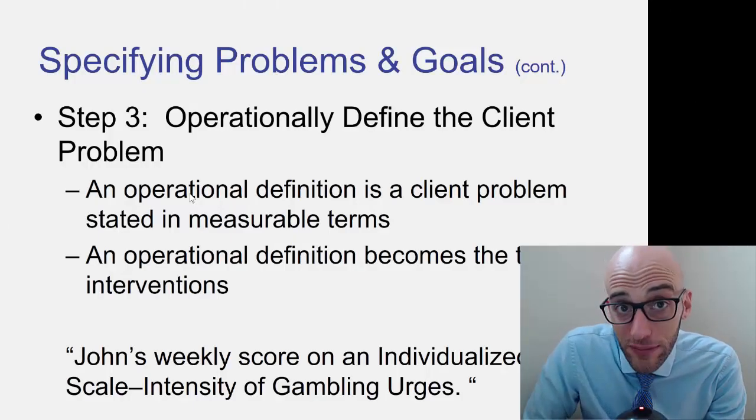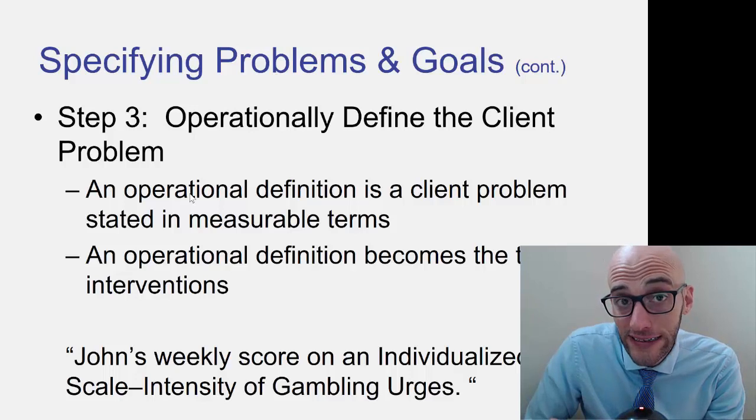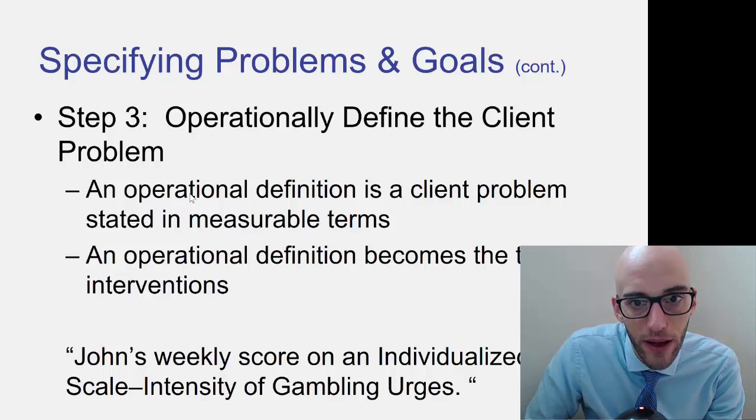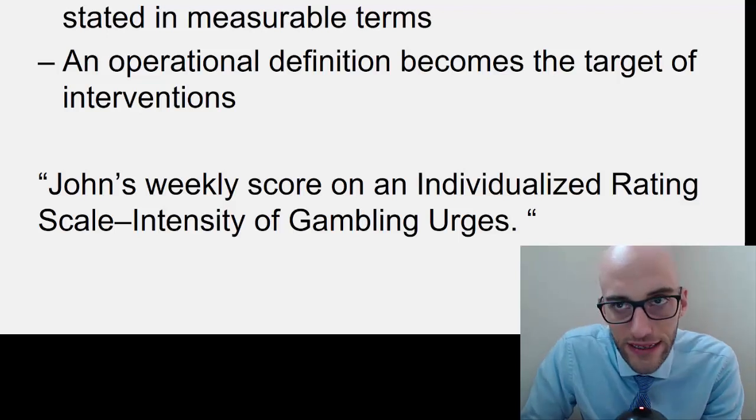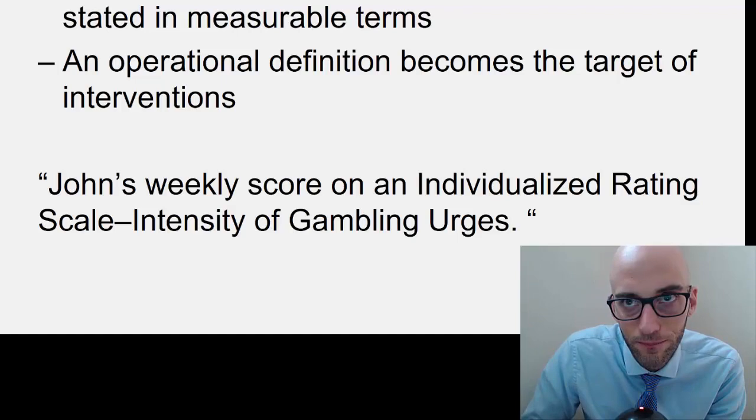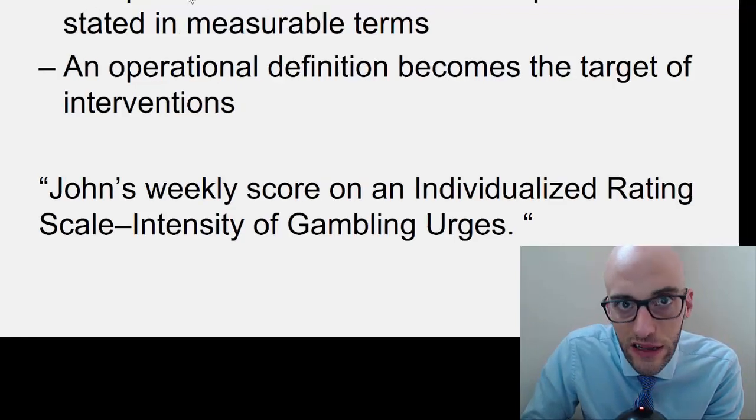Now that you've come up with a conceptually defined problem, it's time to operationalize your problem. This process of operationalizing is taking that conceptual definition and putting it into measurable terms. An operationally defined problem becomes a target of the intervention. An example is John's weekly score on an individualized rating scale of intensity of gambling urges. Another example might be the number of dollars spent per week on gambling. Either one of these puts his gambling issues in quantifiable terms that are easily measurable.